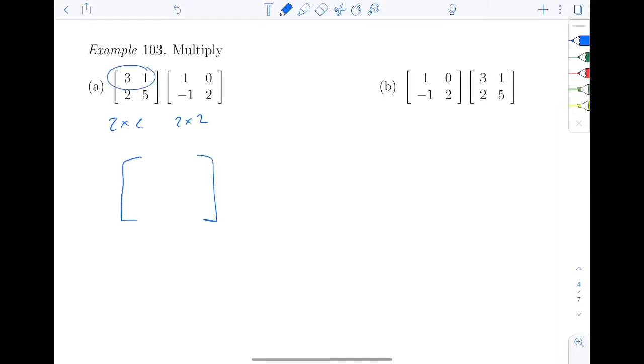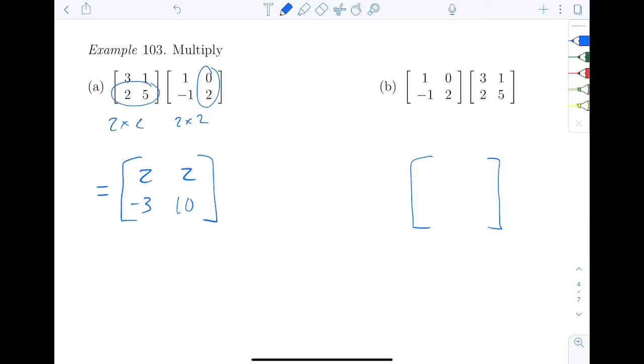All right. So 3 minus 1 is 2. Then 0 plus 2 is 2. Then 2 minus 5 is negative 3. And 0 plus 10. There we go. Good. Let's do this one now. So that's multiplying them with the 3, 1, 2, 5 on the left.